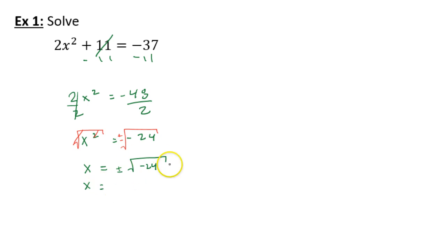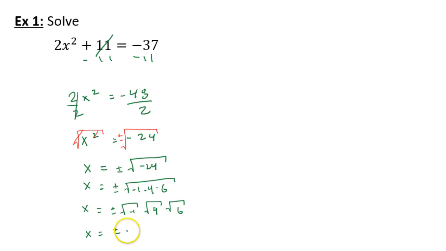This now just becomes an example like our do now. This is just the square root of negative 1 times 4 times 6. If we continue using our product rule, that's the square root of negative 1 times the square root of 4 times the square root of 6. Keep simplifying. We get i; the square root of 4 is 2; and the square root of 6 remains as the square root of 6.